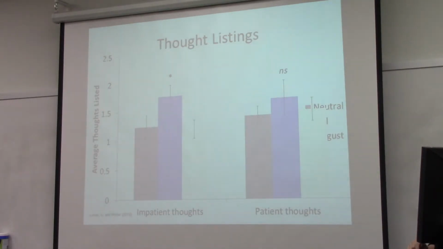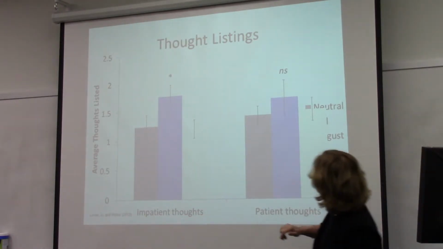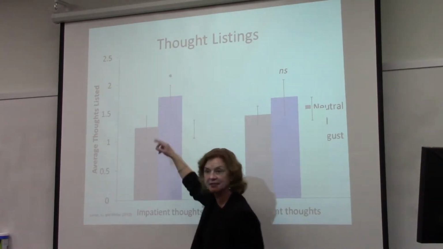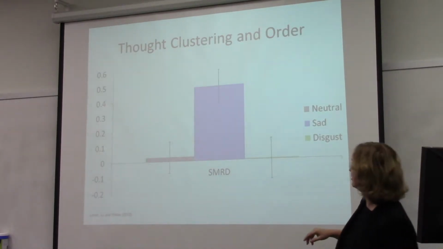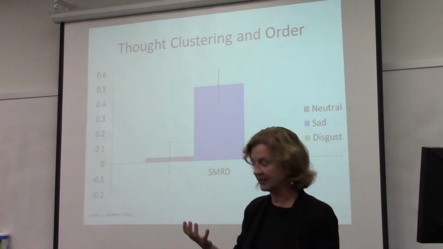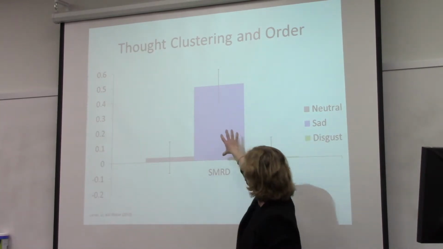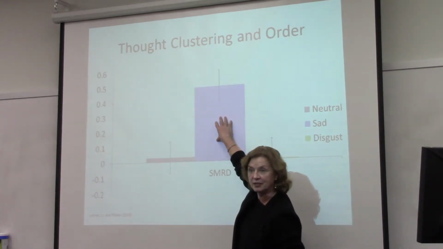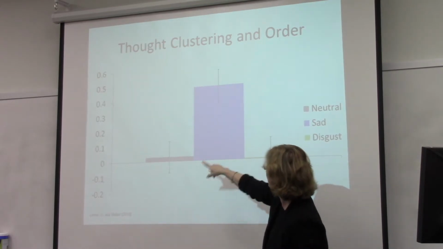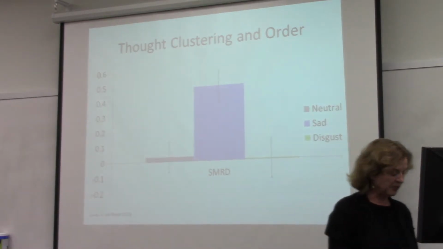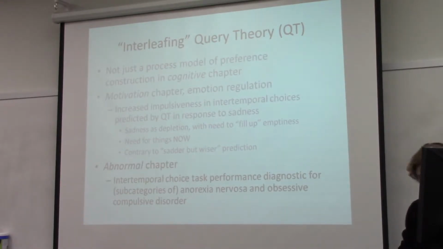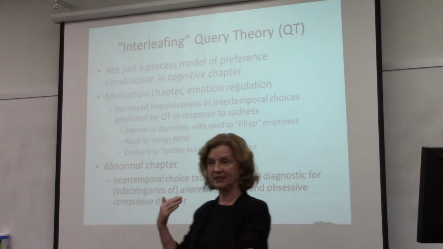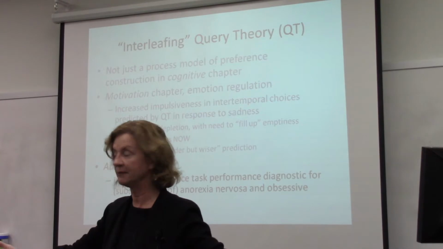In terms of thought listings, the impatient thoughts are significantly more frequent in that condition. And also, in terms of the focus of attention, the thought clustering is strongly in favor of the immediate consumption option for the sad conditions and not for the other two. And in combination, those two factors, again, strongly predict the differences in preferences as a function of the mood states these people are in.